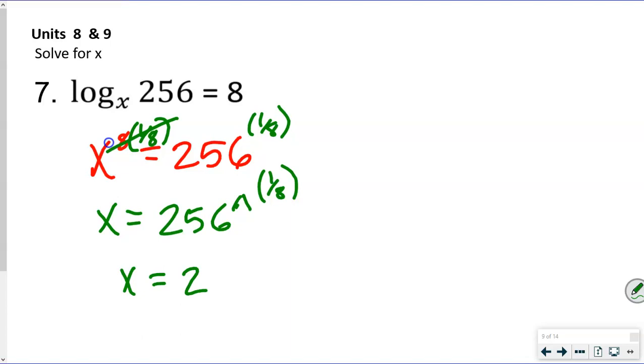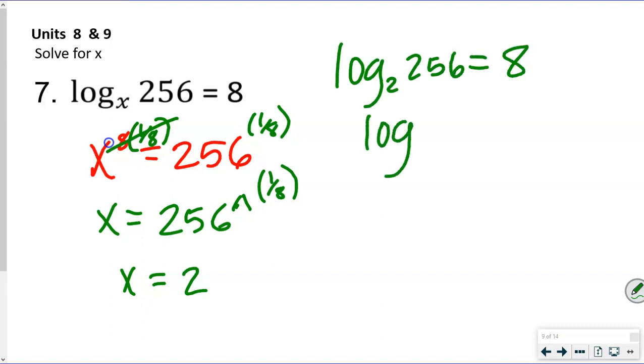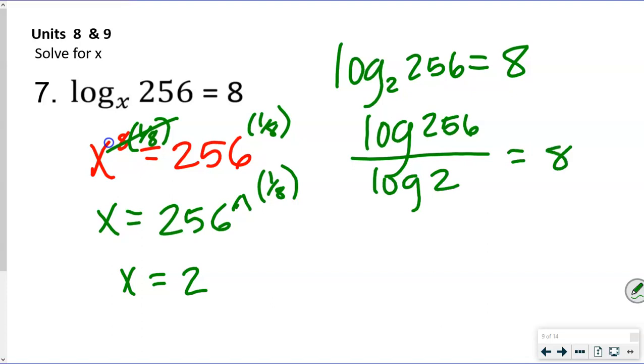So then in your calculator, you can actually do log base 2 of 256 is equal to 8, right? So you can check it a couple ways. You can say log of 256 divided by the log of 2, that should equal 8, right? Okay. Or you can put it in exponential form.